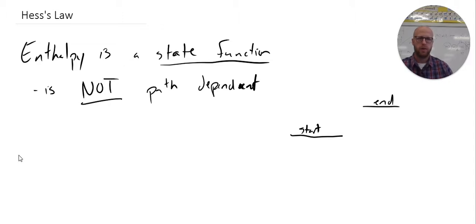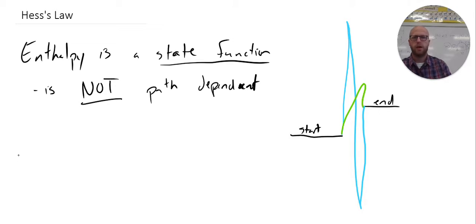One option, maybe one time you're going to go up, back down, and then there. Or maybe another time you might just go up and down. Both of those start and end in the same place. They don't get there the same way, but that's a state function. Where am I starting and where am I ending? How I get there doesn't really matter. So enthalpy is not path dependent because it's a state function.